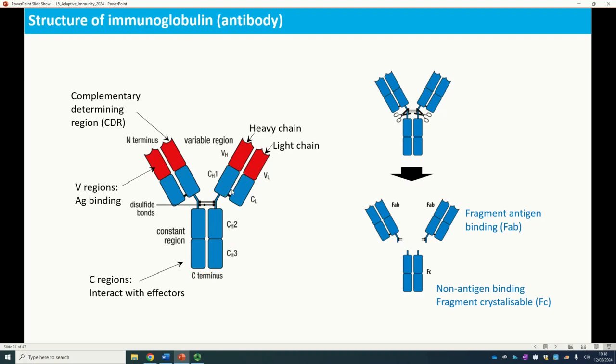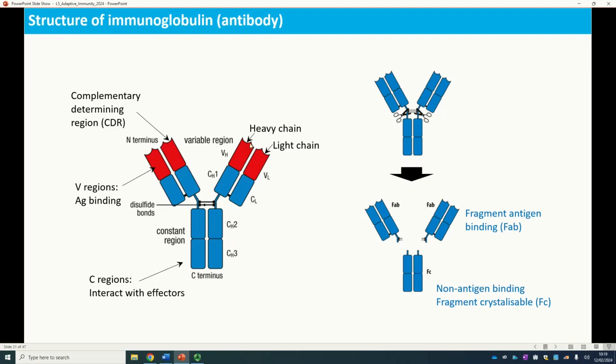And then we have constant regions, which are obviously constant, so they're not variable. These constant regions are shown in blue. Now, at the antigen binding site, we have this complementarity determining region. This is what binds to that antigen and gives it its specificity. And then at the C-terminus, we have the Fc region. Remember that if we were to cut the antibody up, we would have two Fab fragments, the fragment of antigen binding, and then the fragment crystallizable, which is the C-terminus down here. And it's the C-terminus of the antibody that will interact with various effector molecules.